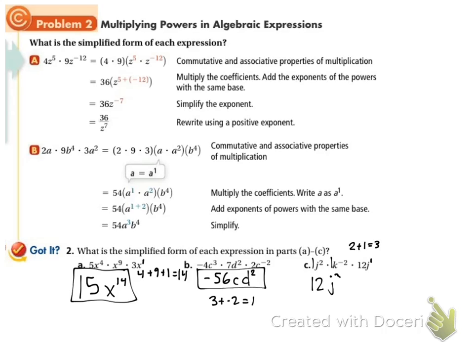So we've got j to the 3rd. K doesn't have anyone to combine with, so this is just k to the negative 2. We're not allowed to just leave it like that, though, right? We need to move it since it has a negative exponent. So the 12 and the j to the 3rd can stay on top. And we need to move the k squared to the bottom so that we get a positive exponent. And that right there would be our answer.